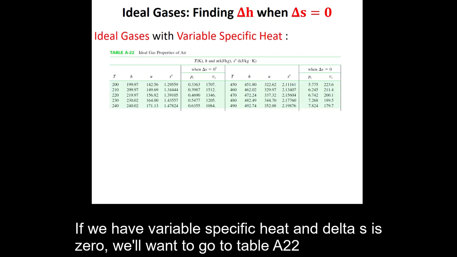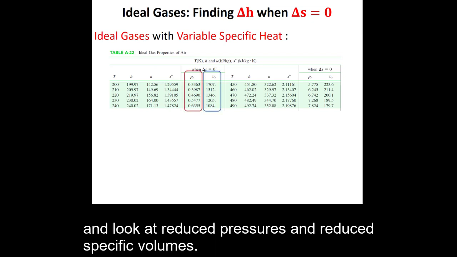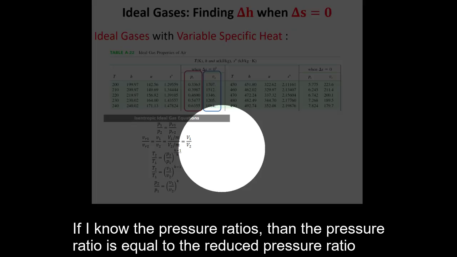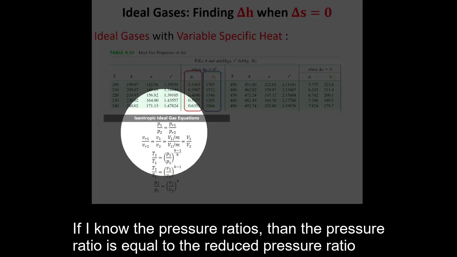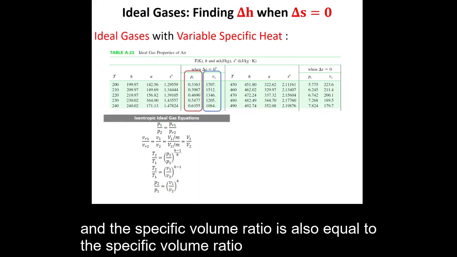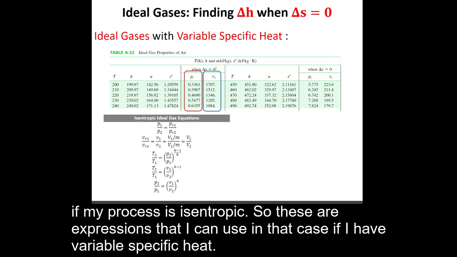If we have variable specific heat and delta S is 0, we'll want to go to table A22 and look at reduced pressures and reduced specific volumes. If I know the pressure ratios, then the pressure ratio is equal to the reduced pressure ratio, and the specific volume ratio is also equal to the reduced specific volume ratio if my process is isentropic. So these are expressions that I can use in that case if I have variable specific heat.